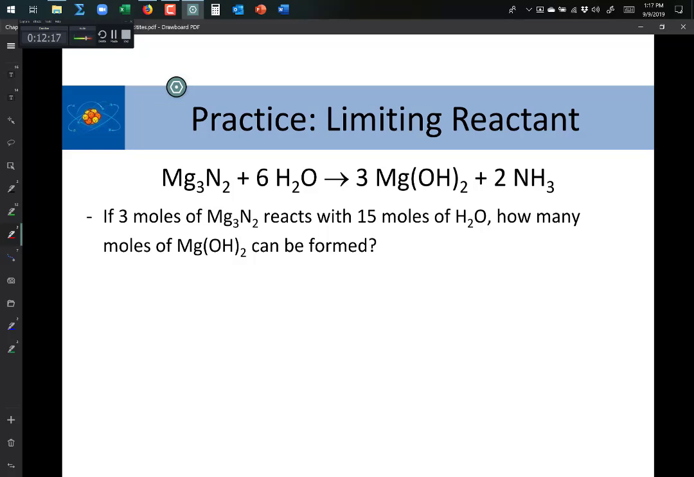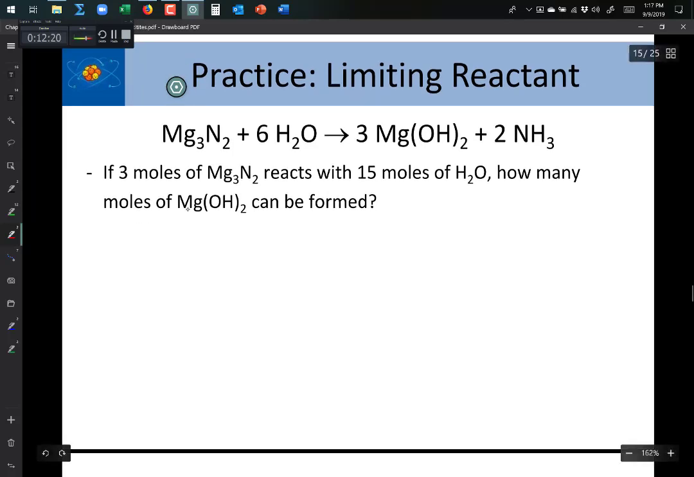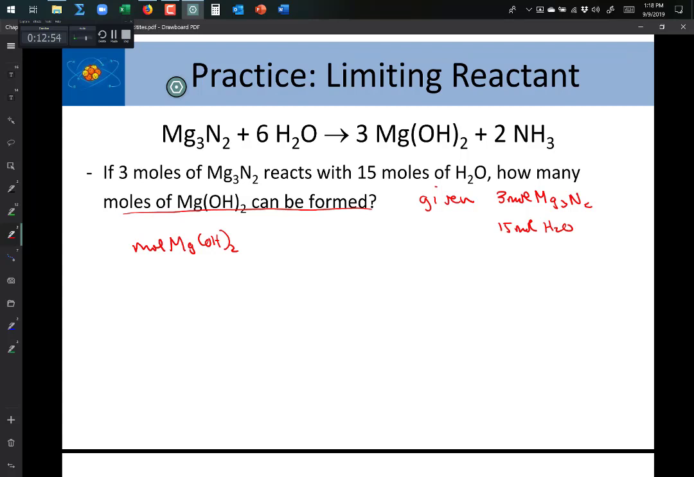So what we're going to do is calculate how many moles of Mg(OH)2 can be formed. We're looking for moles of Mg(OH)2, and you're given, normally I'd write all that stacked up, but I'm going to need a lot of space. The given is 3 moles of Mg3N2 and 15 moles of H2O. So now we have to calculate how much magnesium hydroxide gets produced by each of those. So it's actually 2 separate calculations and a comparison, okay?